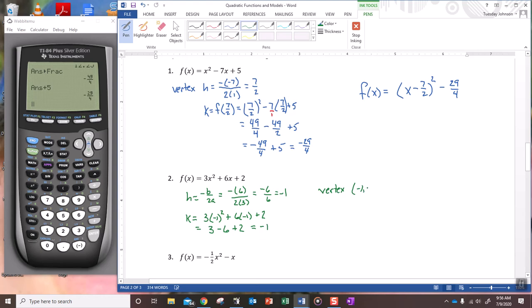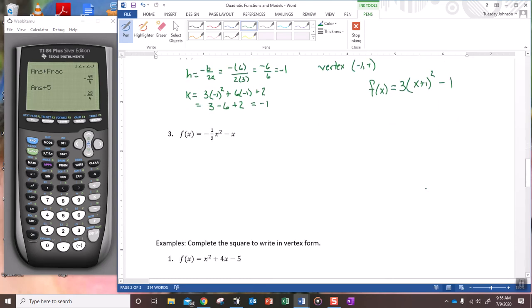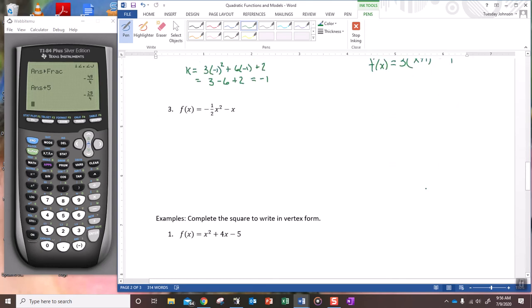No, it's not. It's at negative 1, negative 1, which will make my function equal to a, which is 3, times x plus 1 squared minus 1, because when I subtract a negative 1, it turns into addition. All right, let's do one more.